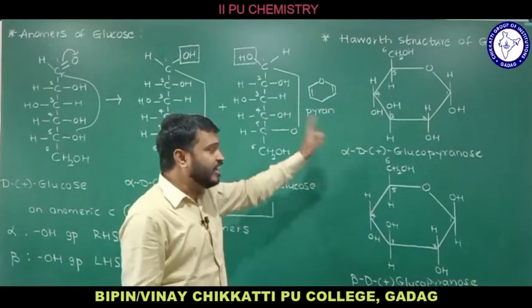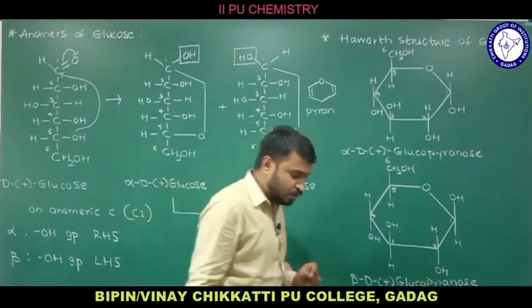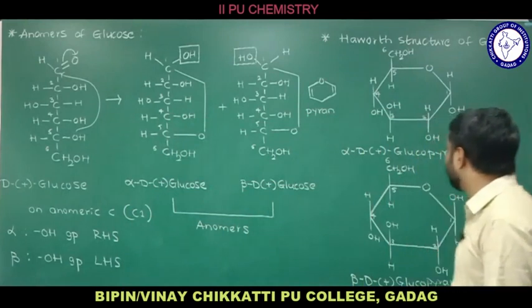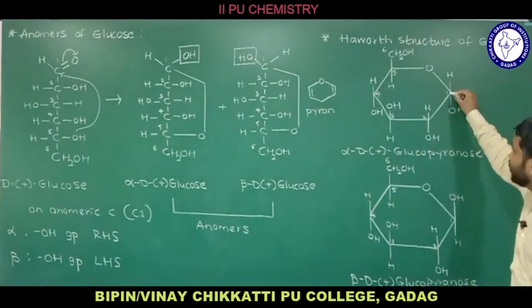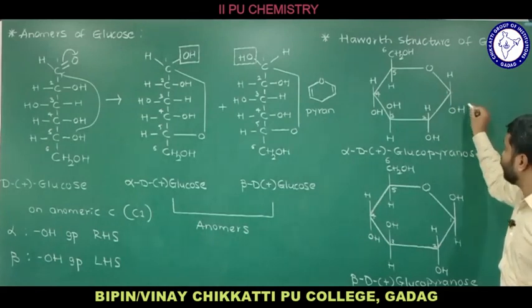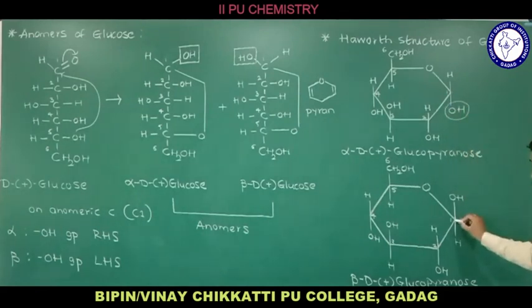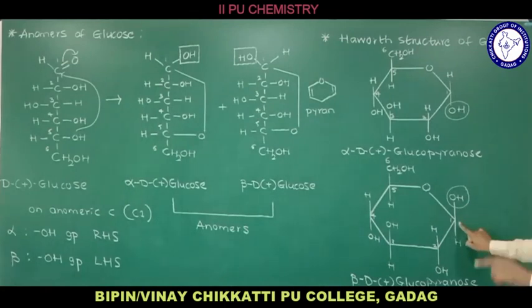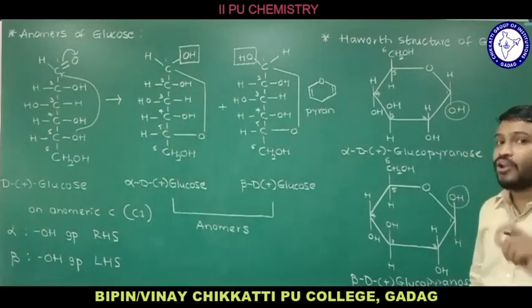And then you may ask me, why are these two anomers? You need to consider the anomeric carbon. In glucose the anomeric carbon is carbon number 1. On carbon number 1 the configuration is different. On this carbon number 1, OH is below, whereas in this carbon number 1 in the other structure, OH is above. Therefore there is a change in the configuration at carbon number 1, which is the anomeric carbon. Now I can say these two are anomers here.